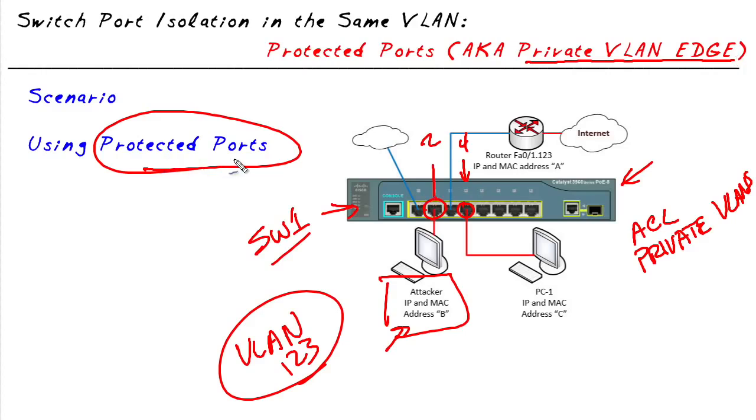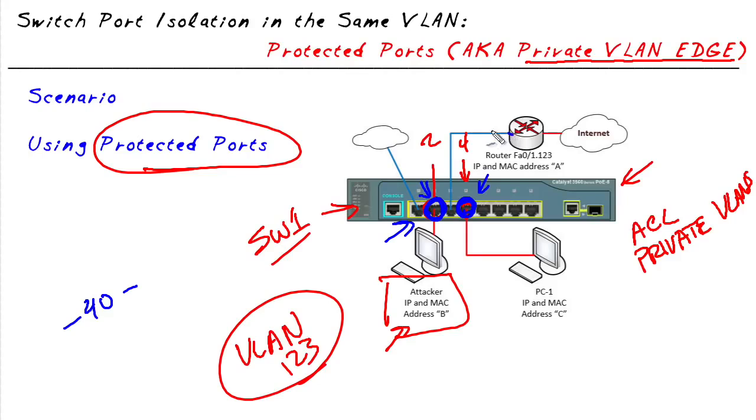So here's how protected ports work. We'll go to interface configuration for port 2 and for port 4, and we'll simply tell both of those interfaces, both of those ports, that they are protected ports. And as a result, they will not be able to communicate with each other. So if we had 40 ports and we configured all of them as protected ports, those 40 ports would not be able to communicate with each other.